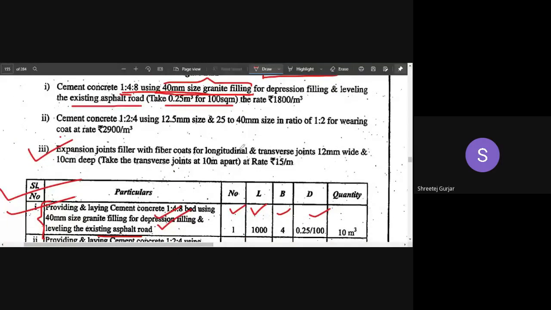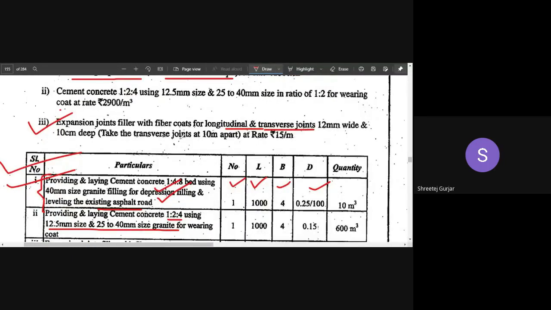After that you have your expansion joint. The description of your expansion joint is given: expansion joint with filler with fiber coat for longitudinal and transverse joint. The main thing which you have to calculate is number of transverse joints. That is total length of your road divided by the interval. The interval is 10 meters, minus 1. So you'll get 99 number of transverse joints.